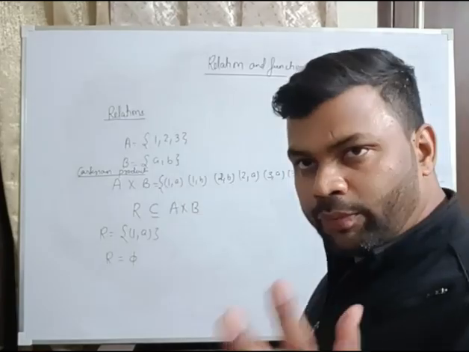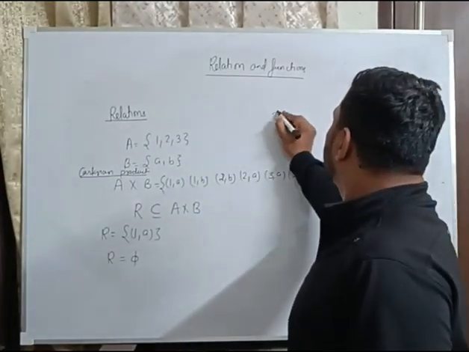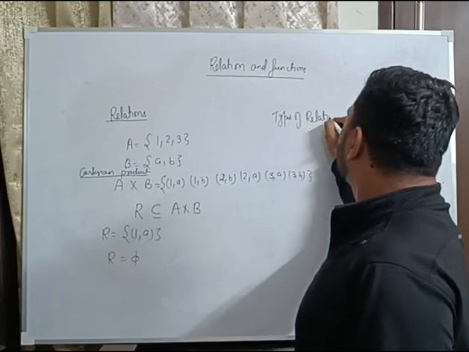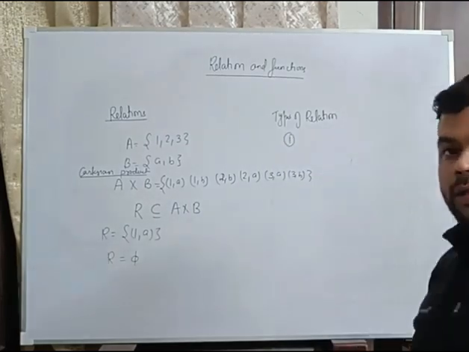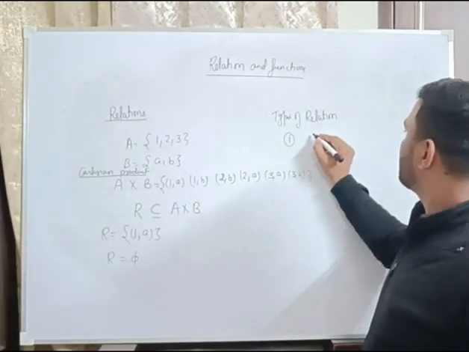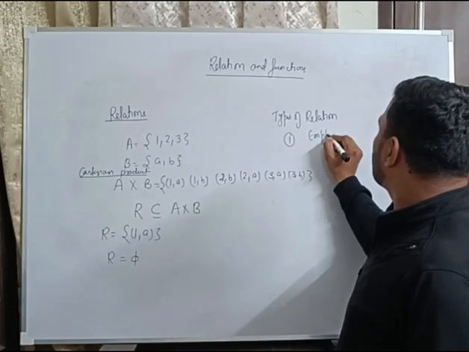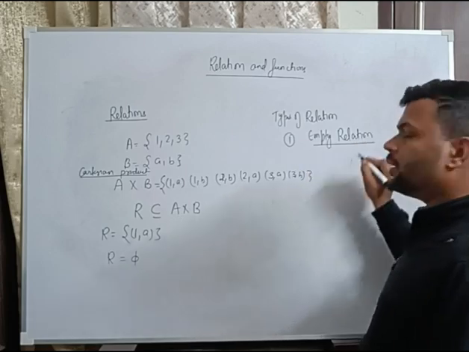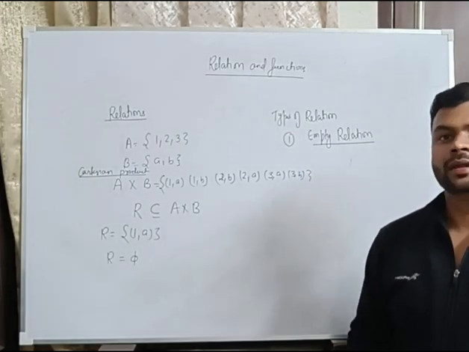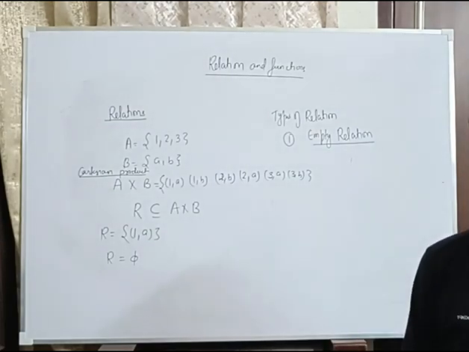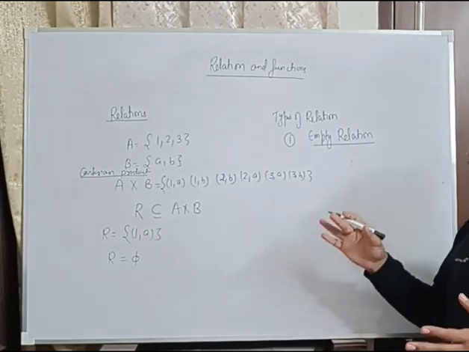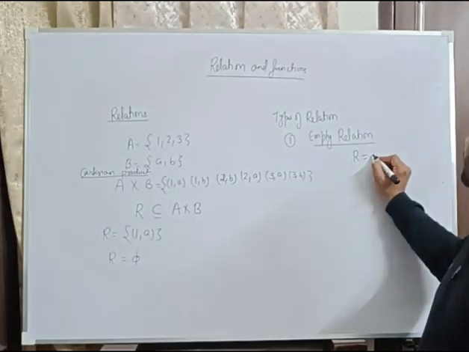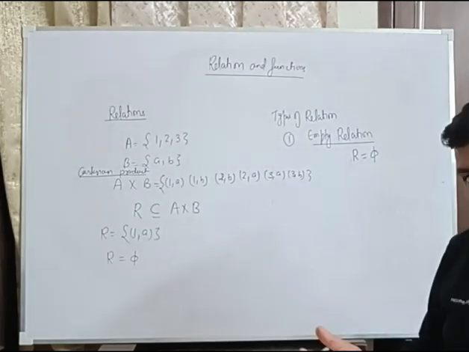Now move on to the types of relation. We have different types of relation. First one is empty relation. What is empty relation? A relation which does not contain any element, or void. We can say a set or relation that is void is known as empty relation. R equal to phi. Phi means no element.